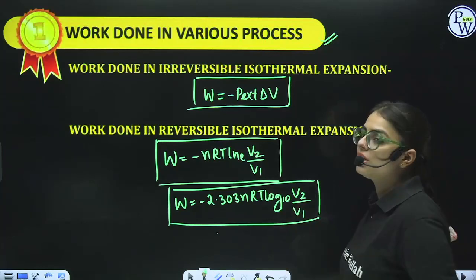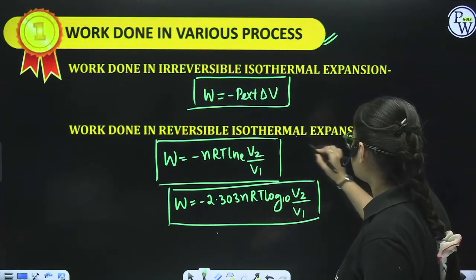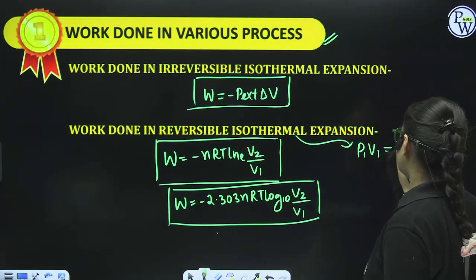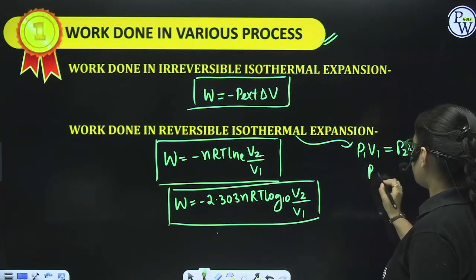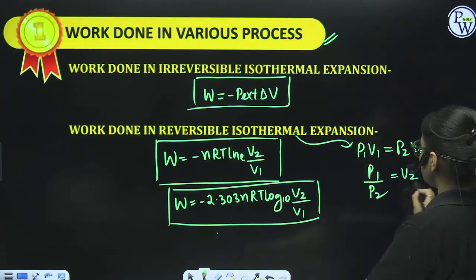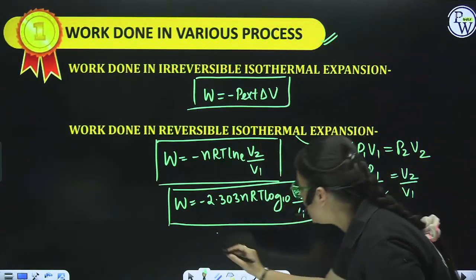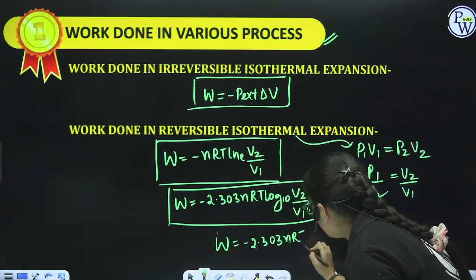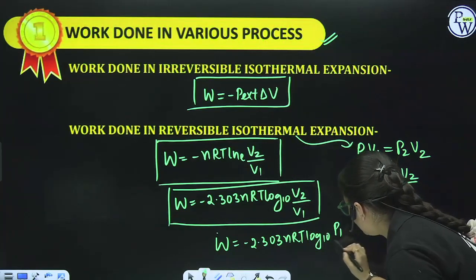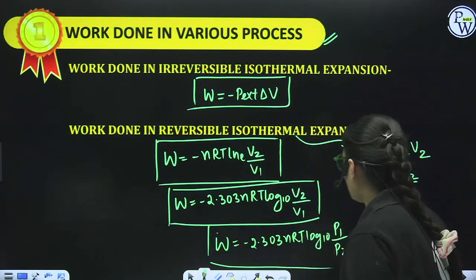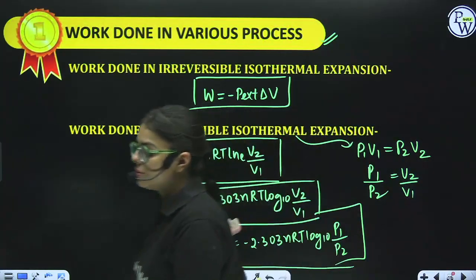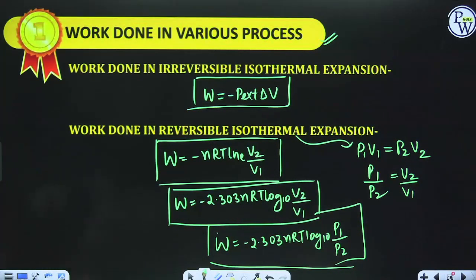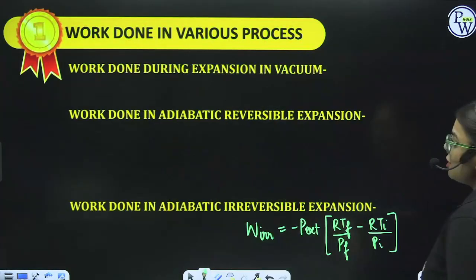Let's consider if they give you the case of pressure. How are you going to do this? We know for isothermal process, P1 V1 is equivalent to P2 V2. So P1 by P2 is equivalent to V2 by V1. So you can replace it over here because it is for isothermal. Another formula is going to be minus 2.303 nRT log to the base 10 P1 by P2. This is one more formula for work done for reversible isothermal expansion. Everybody please write it down so that I can move on to the next part. Students, I hope everyone has written this. Okay, now let's see the next part.